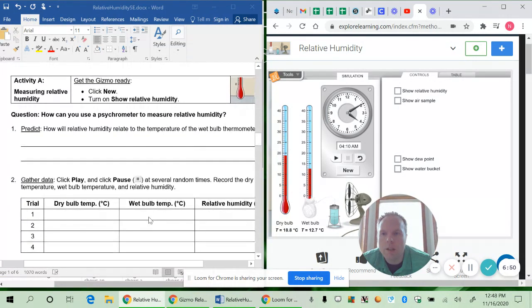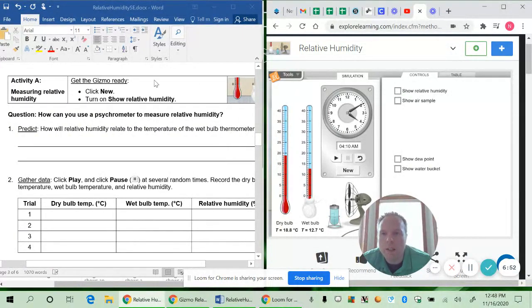All right, so now we come to the actual lab. When we do a gizmo, we always start by setting up the gizmo like it shows. So it says click new. I'm going to click new. Turn on show relative humidity. Remember, relative humidity is the amount of moisture in the air compared to the actual temperature. So we're going to make a prediction.